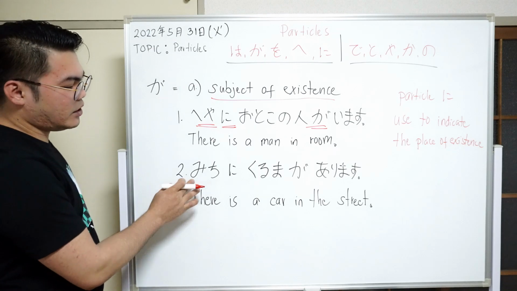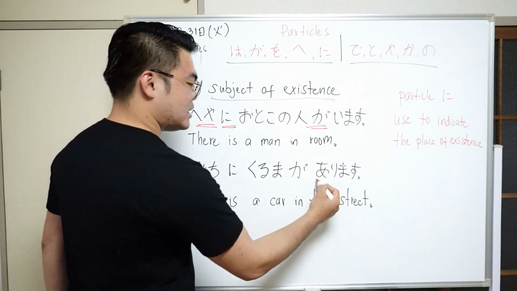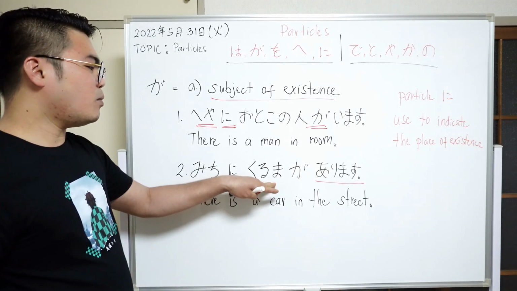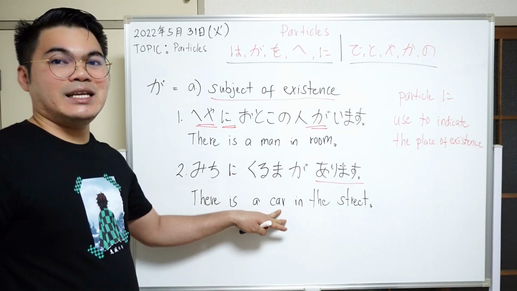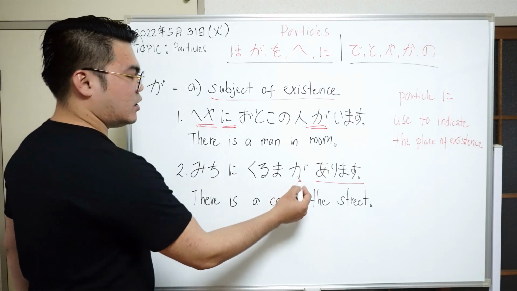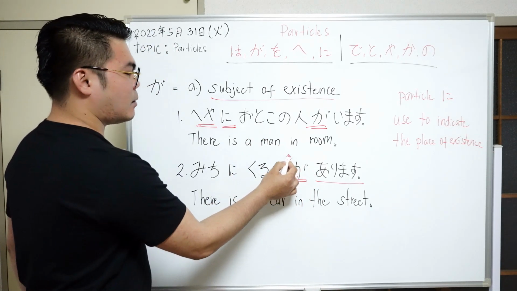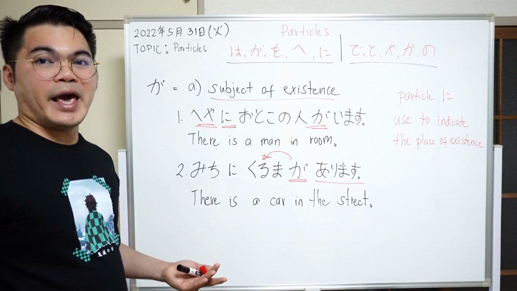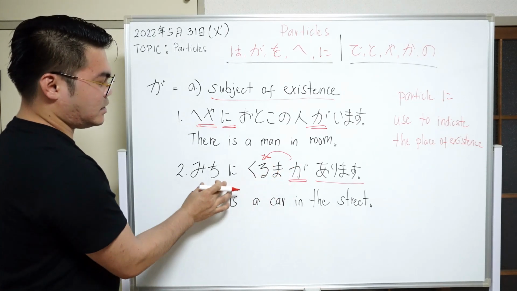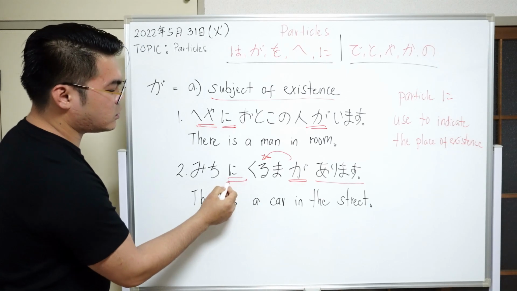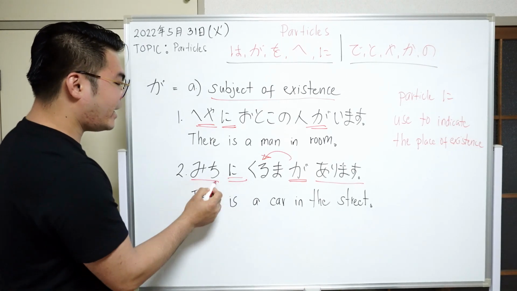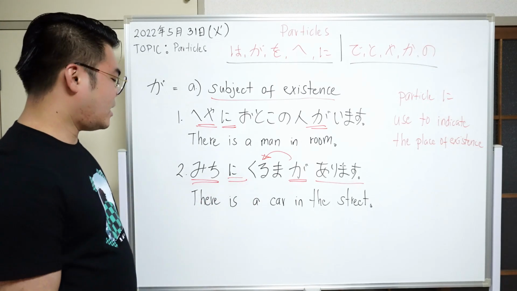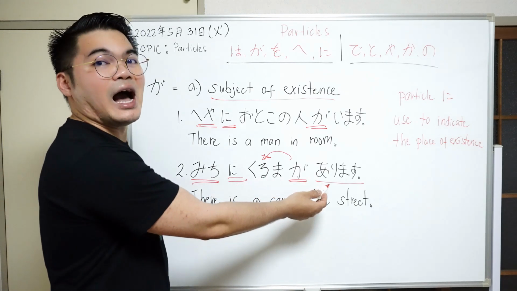The next example is michi ni kuruma ga arimasu. Arimasu also means to exist, but for inanimate things. Kuruma, the car, is an inanimate thing, and we also use the particle ga to indicate the subject of existence. But where does the car exist? The car exists in the street, so we also use the particle ni for the place where the car exists. Let's read once again: michi ni kuruma ga arimasu.